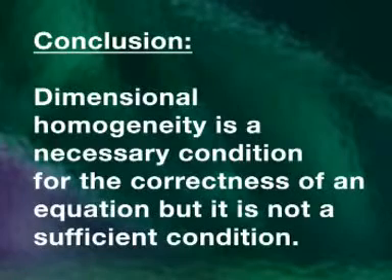This is because an equation in which there are wrong dimensionless constants will be dimensionally homogeneous, but the equation would be wrong. In conclusion, one must note that dimensional homogeneity is a necessary condition for the correctness of an equation, but it is not a sufficient condition.